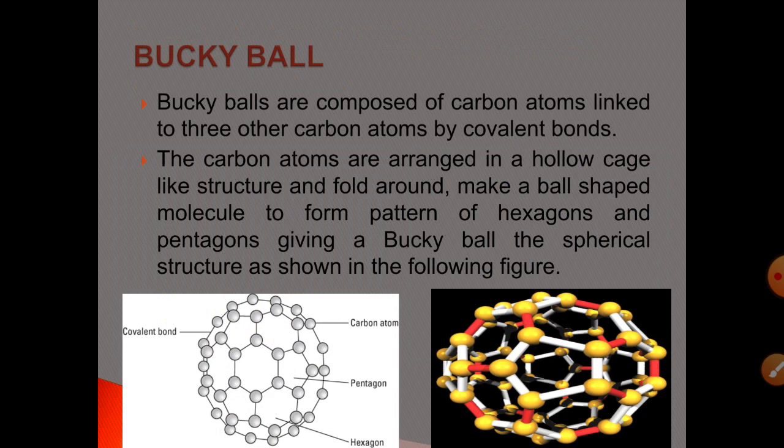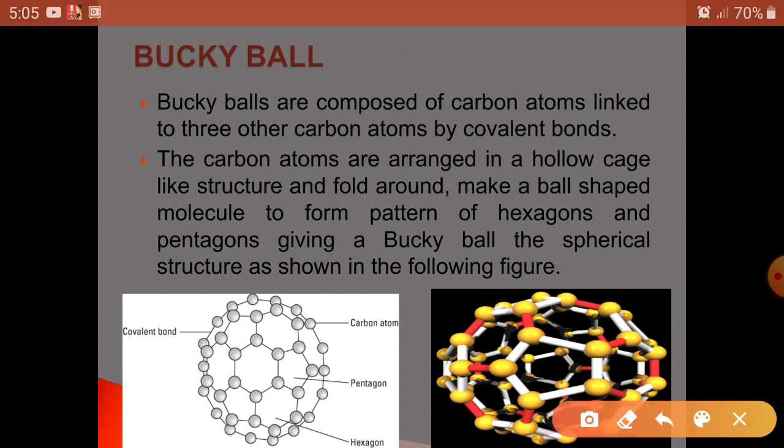Buckyballs are composed of carbon atoms linked to 3 other carbon atoms by covalent bonds. The carbon atoms are arranged in a hollow cage-like structure, making a ball shape to form a pattern of hexagons and pentagons, giving the buckyball its spherical shape shown in the figure.